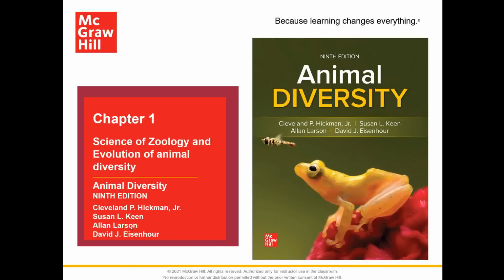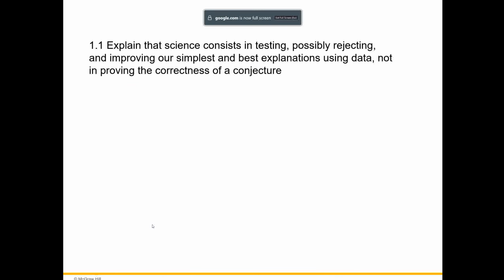All right, this lecture is going to cover the introduction as well as chapter 1.1, Principles of Science. When you're done reading this, you should be able to explain that science consists in testing, possibly rejecting, and improving our simplest and best explanations using data, not improving the correctness of a particular conjecture. Again, science is for testing explanations, and it has nothing to do with proving ourselves to be correct, which is not really what we see in modern discourse, but this is the core of what science is.